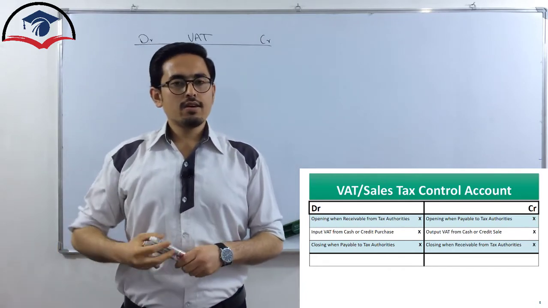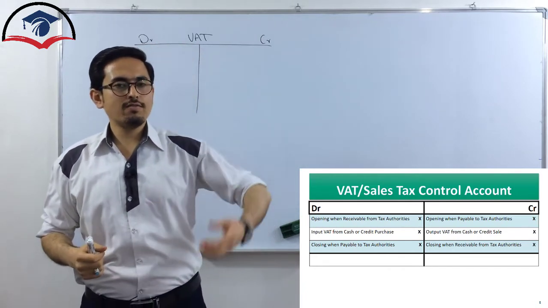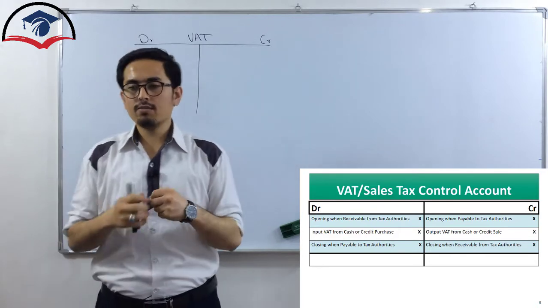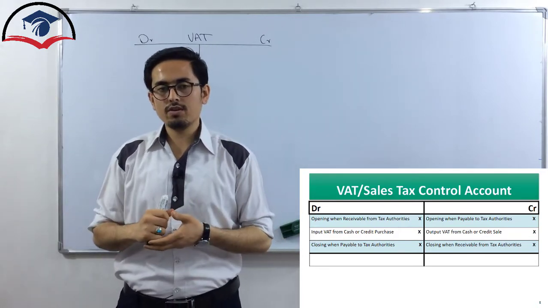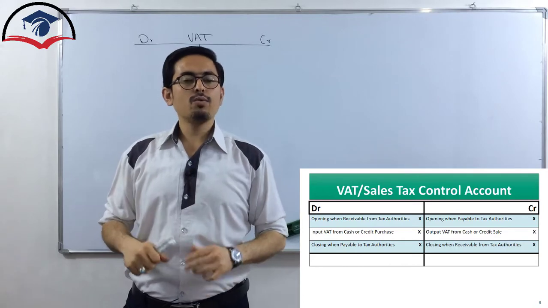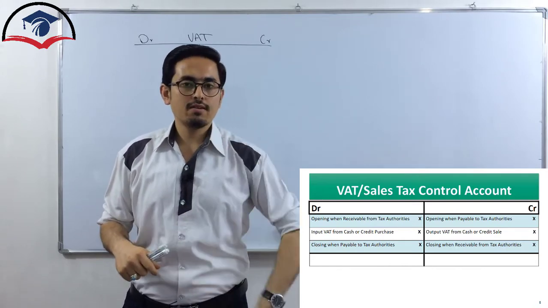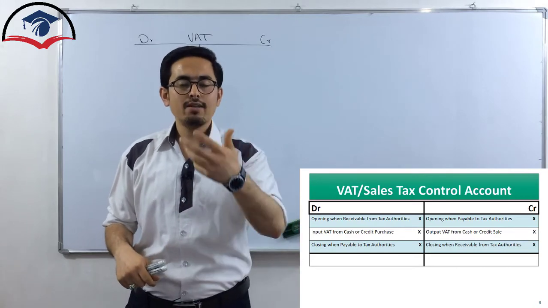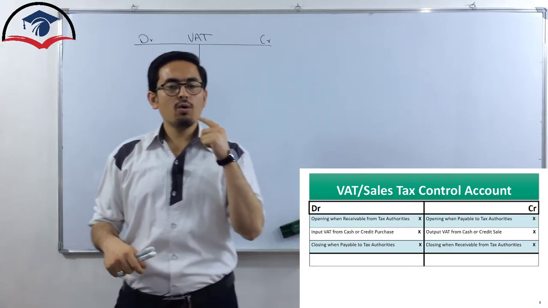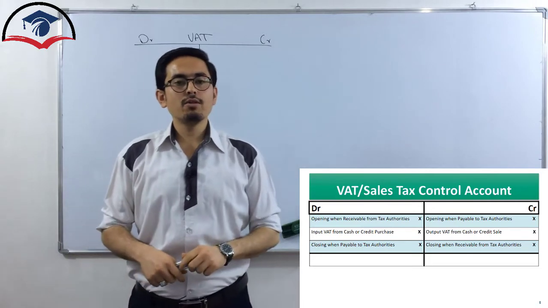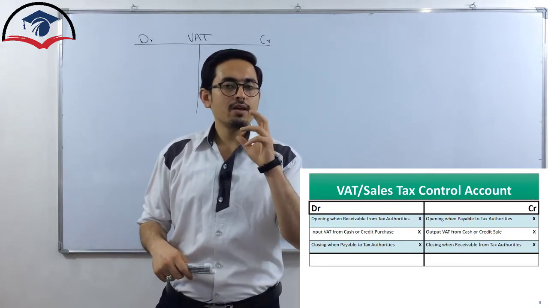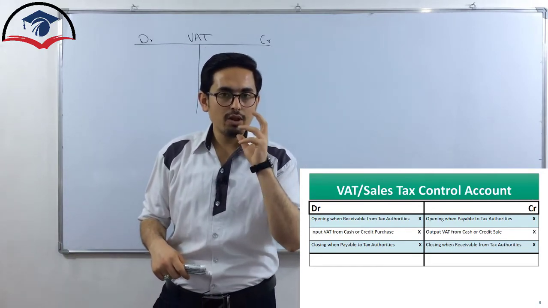In case the tax you have collected is more than what you have paid in the previous year, for the current year you will have some liability that needs to be paid. That liability is payable to the government, and the opening balance for the payable will be on the credit side.